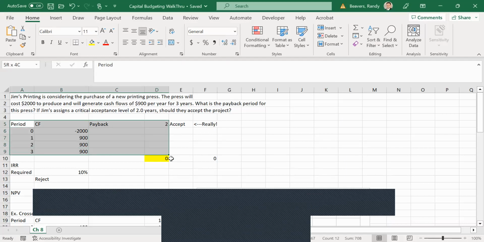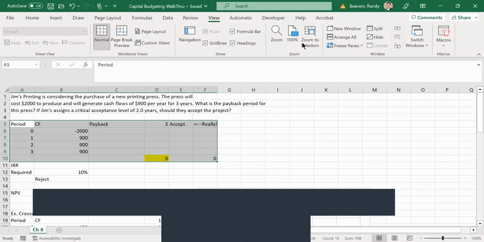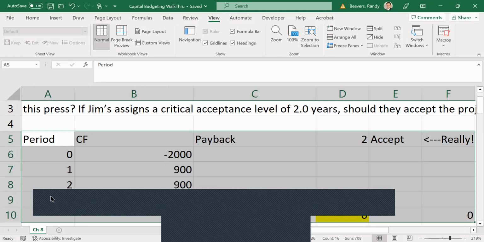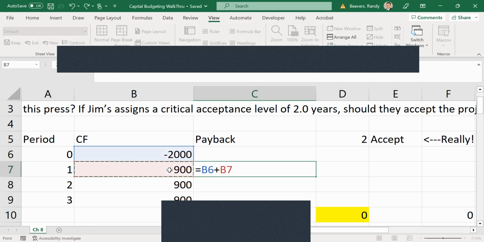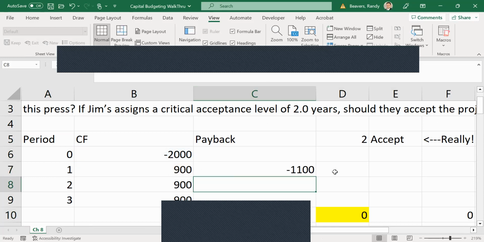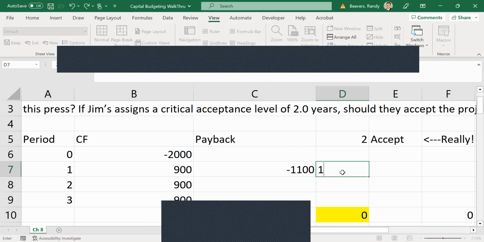So first, we will look at the payback period. For this problem, I've already set up the different periods as well as the cash flows. Beginning in period 1, we received $900 from our investment. We had paid $2,000. We received the $900. So we still require $1,100 to get our money back. So I will type the number 1 here to represent that year.